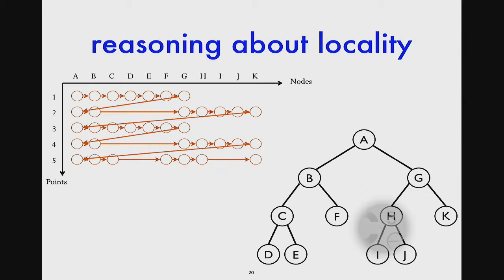I can think about my entire computation, the entire program, as a bunch of these bubbles that represent one of those interaction executions for a particular point at a particular node in the tree. This is my computation. This is the entire program. In fact, what point 2 does when it visits nodes A, then B, then G, H, I, J, and K, that's the traversal that we saw in our original example.